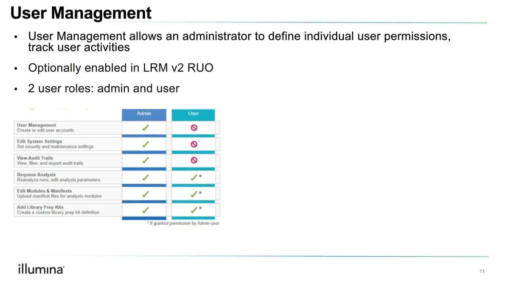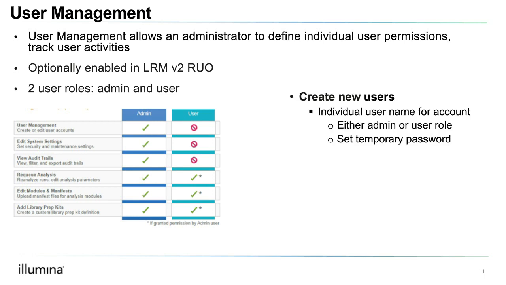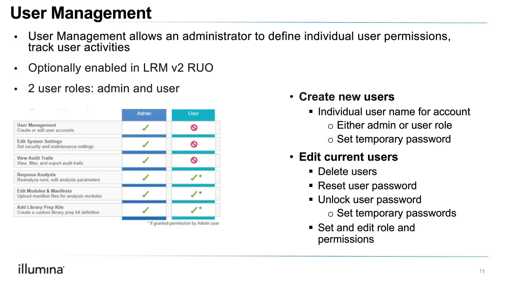So if you have user management turned on, you can create new users, with different login credentials, which can be tracked in Audit Trails. You can also set either admin or user role, and you can set a temporary password. You can also edit the current users. So you can delete the users, reset user password, unlock user password, or you can set and edit the roles and permissions.